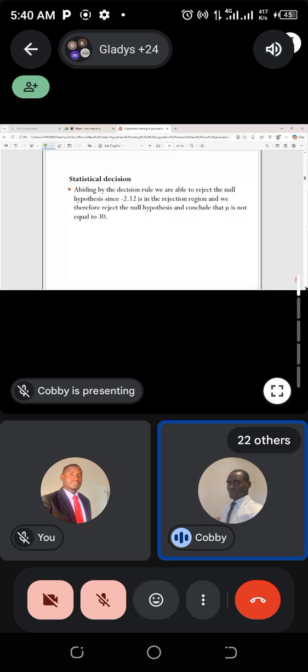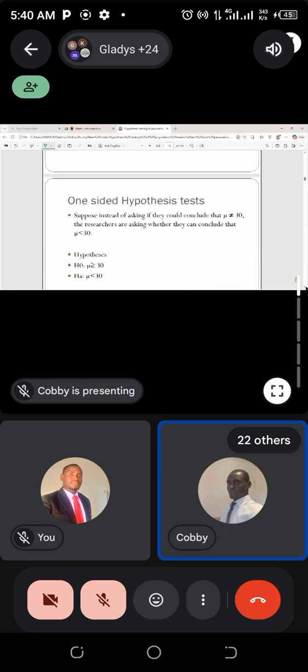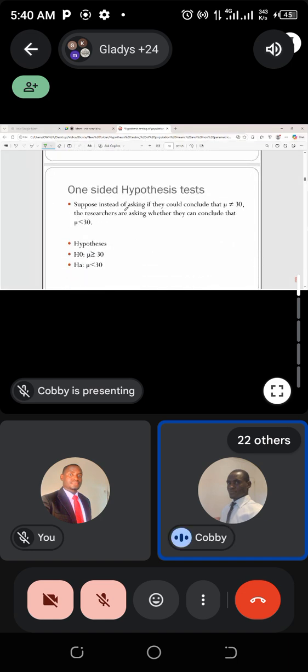And then I want us to look at one-sided. Suppose instead of asking if they could conclude that the population mean is not equal to 30, the researchers are asking whether they can conclude that the population mean is less than 30. So now this is one-tailed. They want to know if the population mean is less than 30.